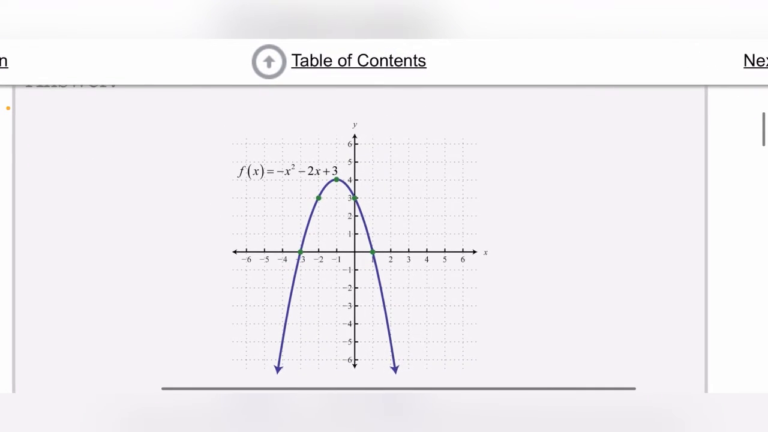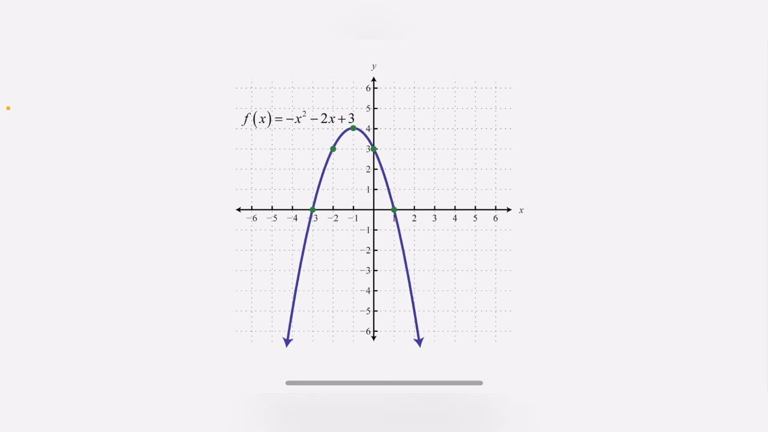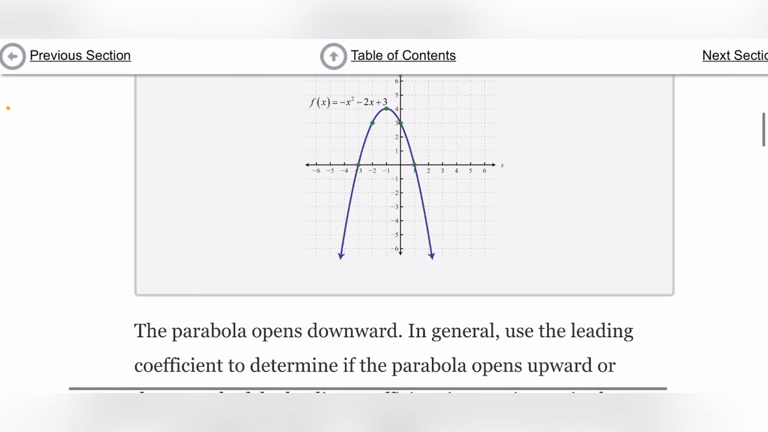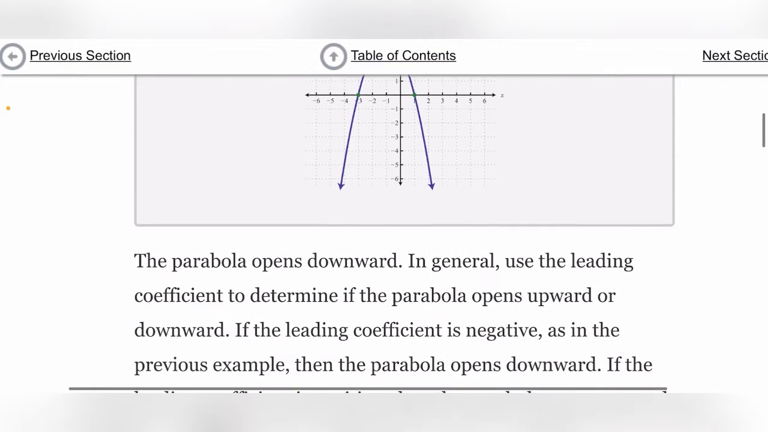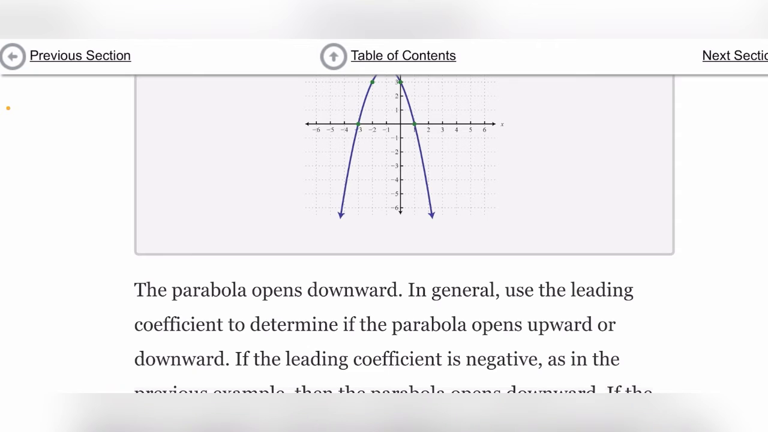So our graph will have a look like this. A parabola looking downward, because it starts with a negative sign. How do we say that? The parabola opens downward. In general, use the leading coefficient to determine if the parabola opens upward or downward.